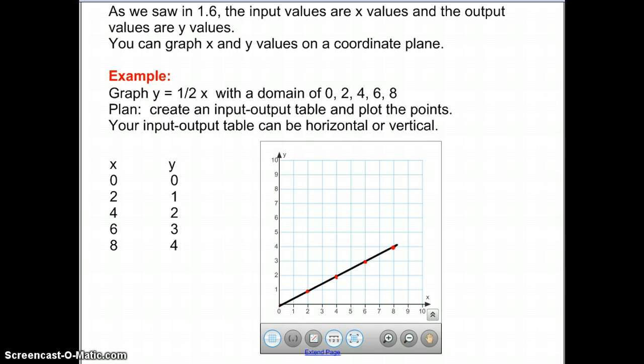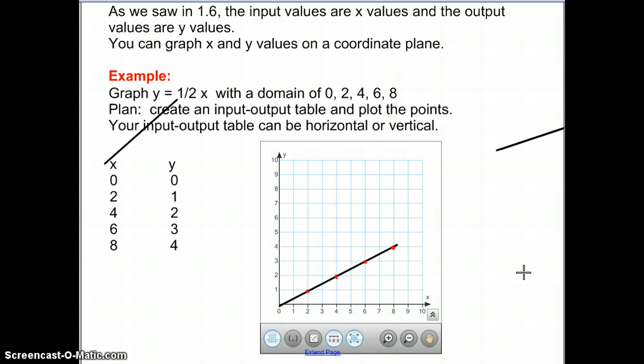So what we're going to do is create an input-output table and plot the points. Your input-output table can be horizontal or it can be vertical. Here I've drawn a vertical input-output table. So you'll see under the x all the values that are included in the domain. I substitute those values into the equation. So you take these and substitute them in here. We put the x values in and we calculate the y values. So now we have the input and the output.